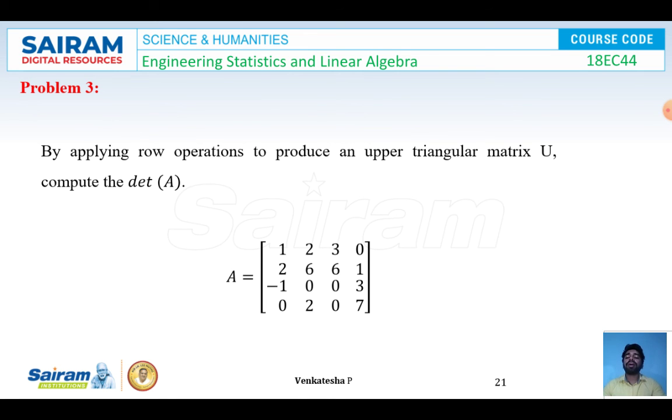Problem number 3. By applying row operations to produce an upper triangle matrix U, compute the determinant of A. So the matrix A has been given. So by performing row transformations, we have to get an upper triangle matrix. Then we have to find the determinant of the matrix.